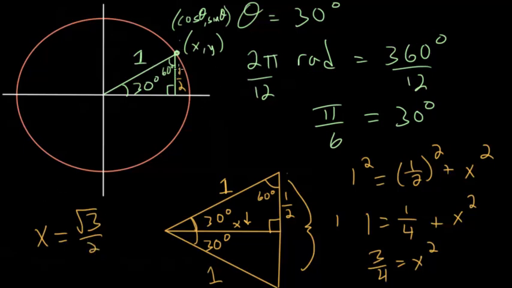So essentially the y value here would be 1/2, and the x value would be root 3 over 2. So let me just fill this in. The x value is root 3 over 2, and the y value is 1/2.